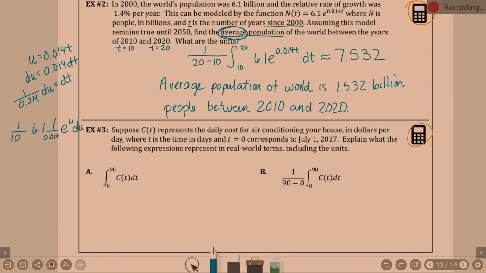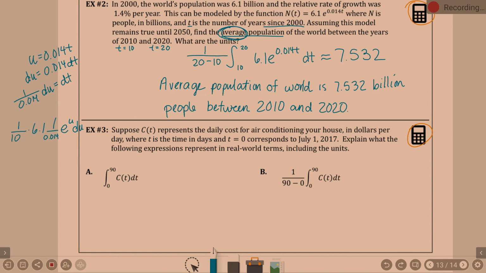Okay, we've got to get moving. I don't know if we're going to get that whole last page done or not today, but we got to get moving. C, suppose C of T represents the daily cost for air conditioning your house in dollars per day, where T is the time in days and T equals 0 corresponds to July 1st, 2017. Explain what the following expressions represent in real world terms, including the units.